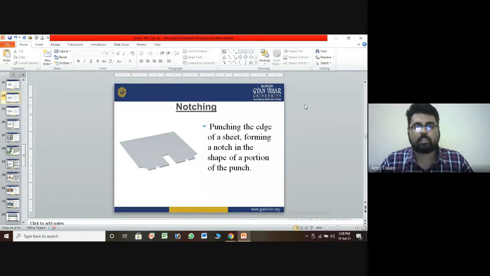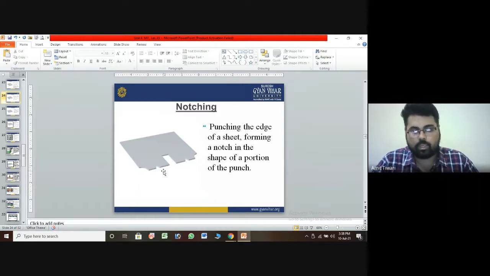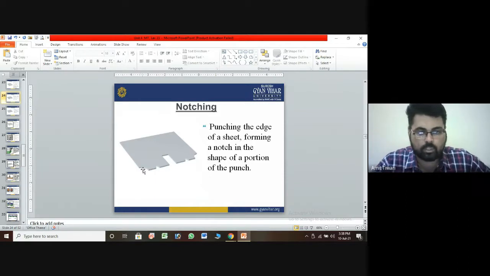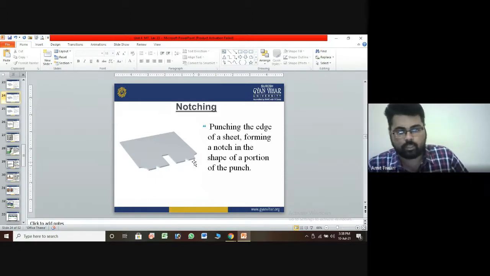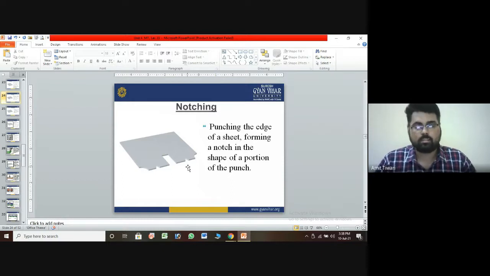Next one is notching. Notching means punching the edges of a sheet, forming a notch in the shape of a portion of the punch. That means if you want to make a shape of this particular design, you can fabricate it by a sheet metal process applying a punch and die for this section. You can see here this is a curve section, and this is a V section, applied for the same. If you want to fabricate this section, it is known as the notching section. So notching will be designed by this.